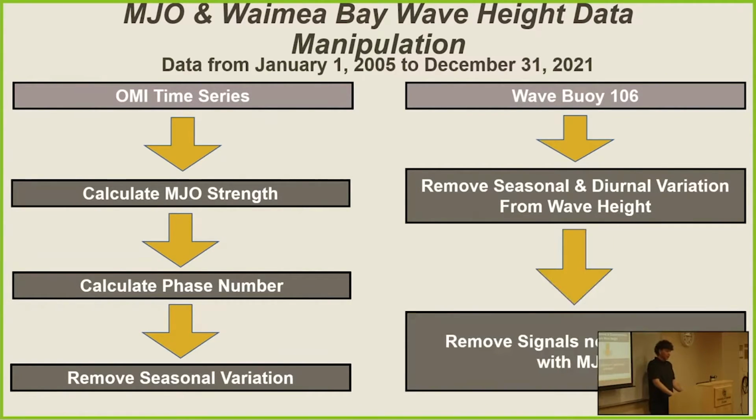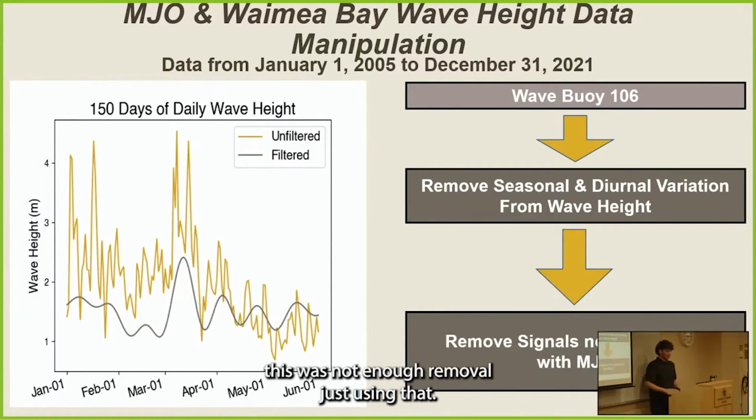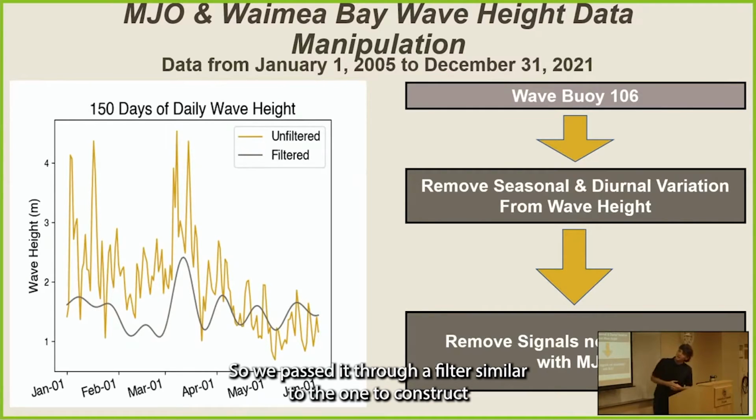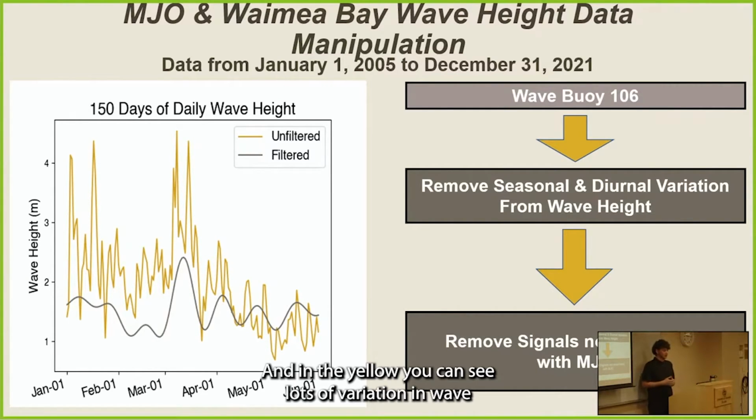However, this was not enough removal, just using that. So we passed it through a filter similar to the one to construct the OMI time series. And in the yellow, you can see lots of variation in wave height, whereas with the filtered data, it's a much smoother curve.